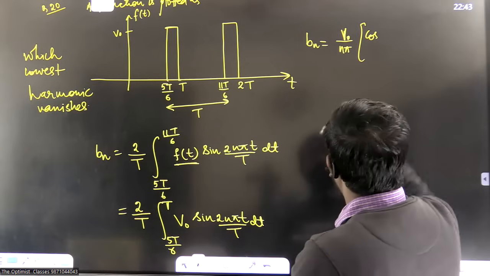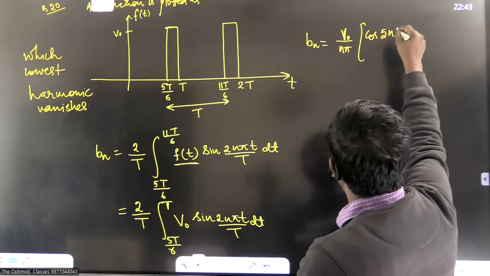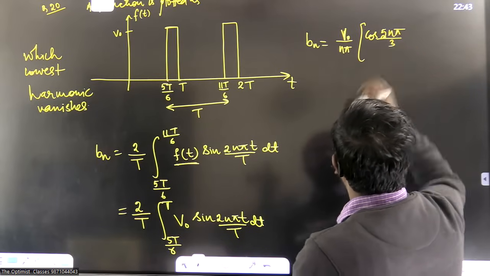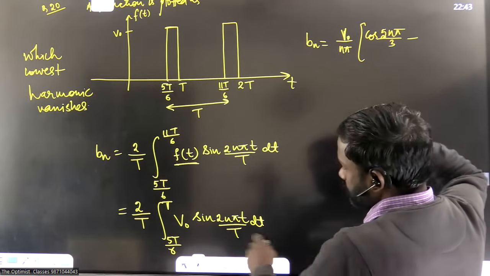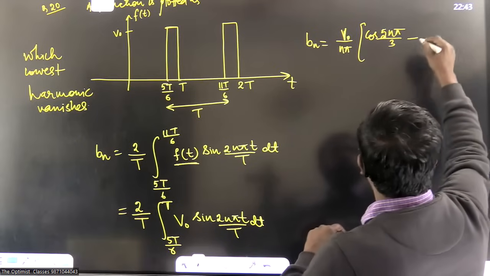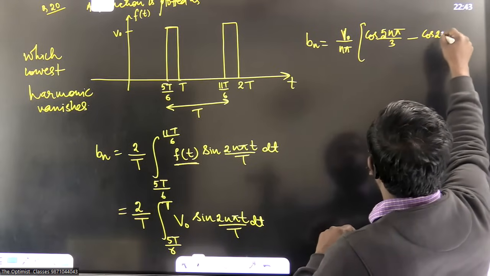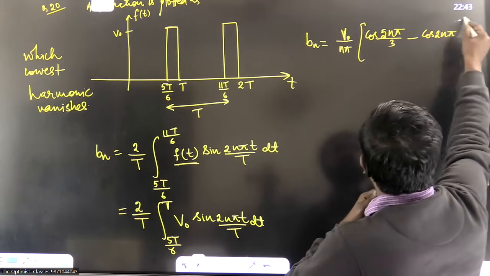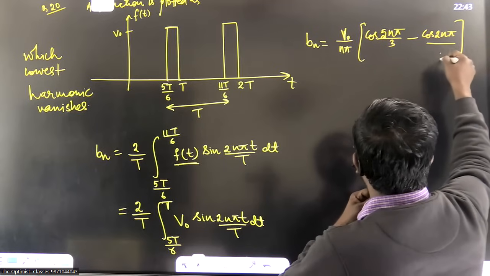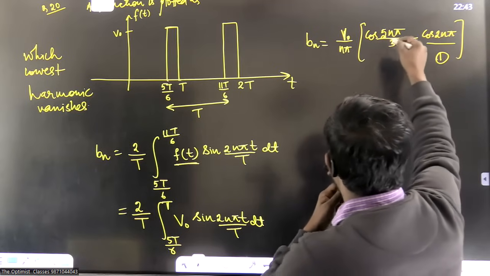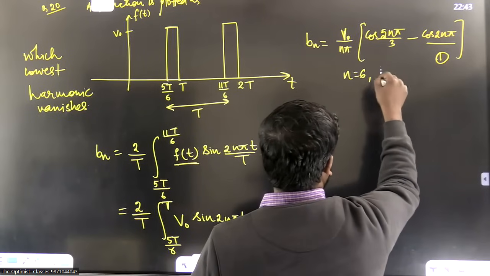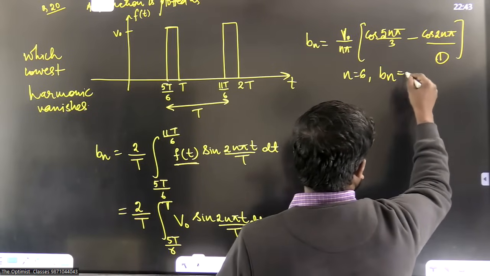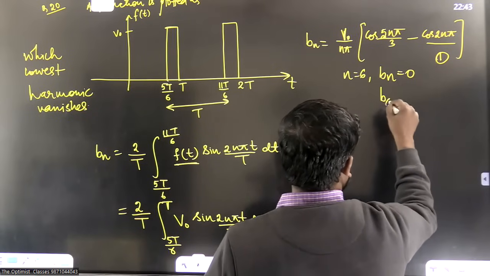So we get here cos of 5n pi by 3, and minus, when you put capital T here, T and T cancel out, so you get cos 2n pi. Now cos 2n pi is 1 actually. This is 1, and this will become 1 when n is equal to 6. So when you put n equal to 6, you get bn equal to 0. That means b6 is equal to 0.